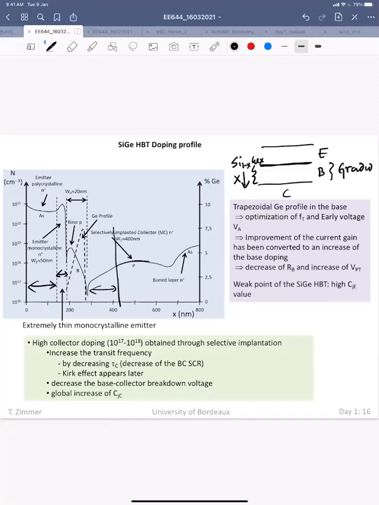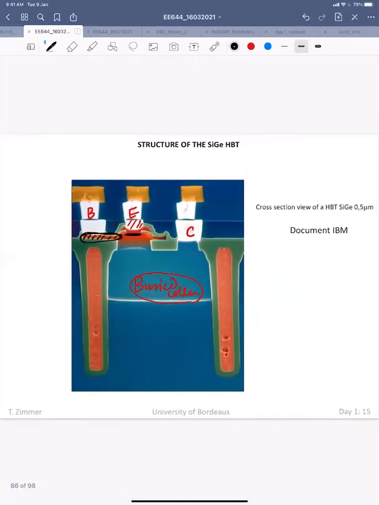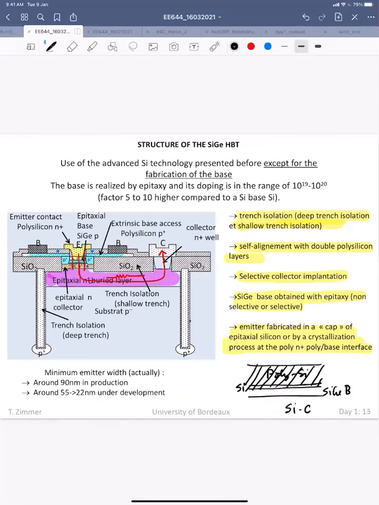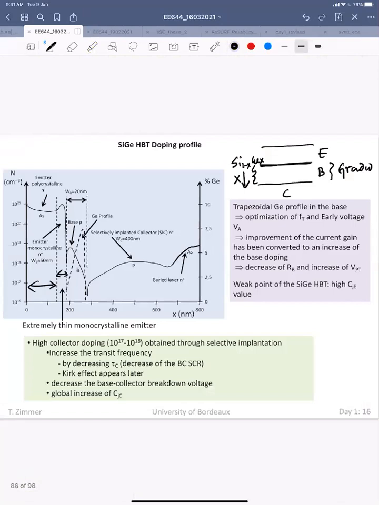Like this part, you see here, right? You could see here, this is the highly doped collector part. So this buried collector part, highly doped, this part here. Okay. So this is a typical HBT.